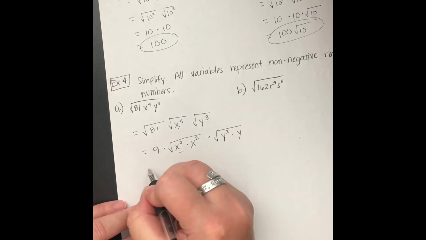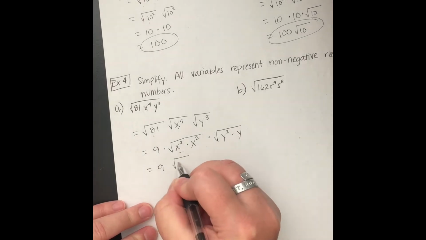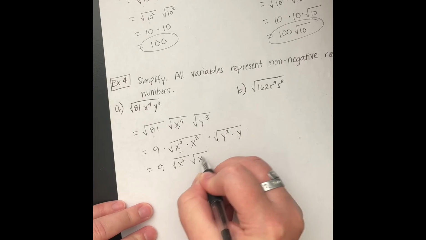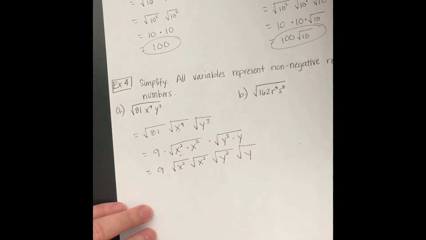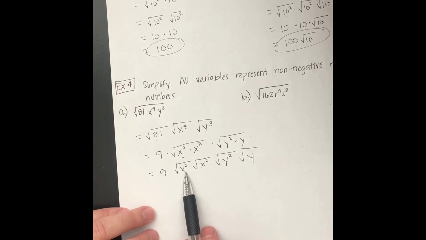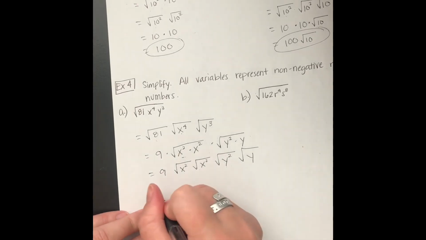Rewrite these guys underneath their own radical. The square root of x squared times the square root of x squared times the square root of y squared times the square root of y. This right here, simplify these 3. The square root of x squared is x.